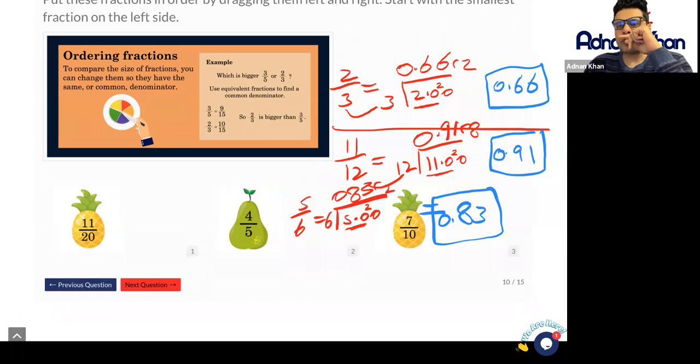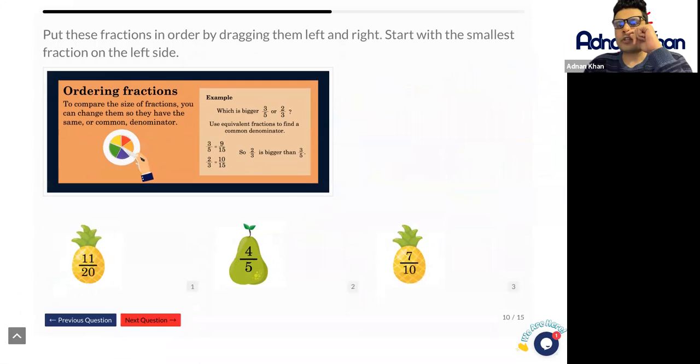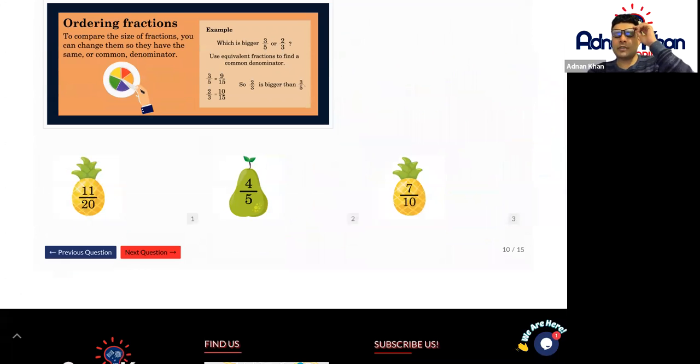Now I want you, all 4 of you, to work this one out, please, by yourselves. Starting with the smallest fraction, same thing. Now do the same division technique that I showed you to convert them into decimals first. Then it'll be so much easier for you to compare which fraction is smaller and which one is bigger.